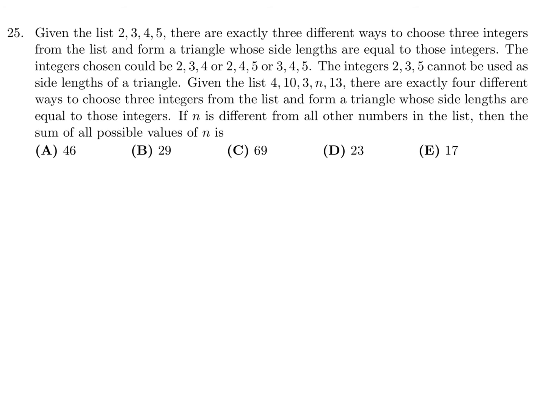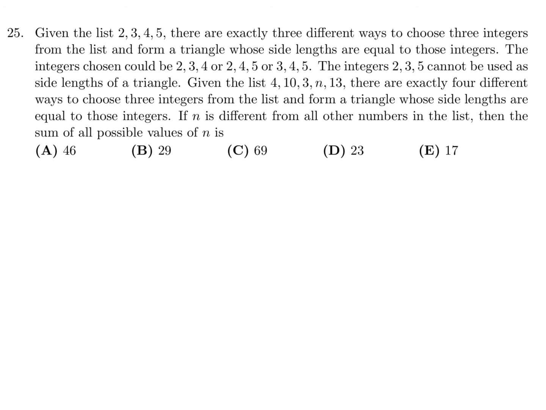Given the list 2, 3, 4, 5, there are exactly 3 different ways to choose 3 integers from the list and form a triangle whose side lengths are equal to these integers. The integers chosen could be 2, 3, 4, 2, 4, 5, or 3, 4, 5. The integers 2, 3, 5 cannot be used as the sides of a triangle.